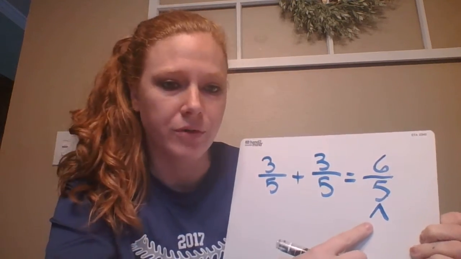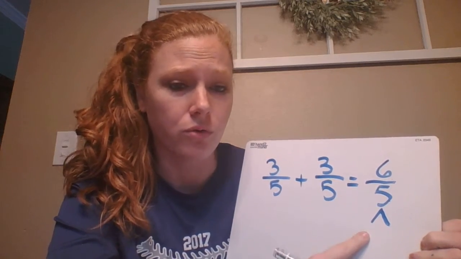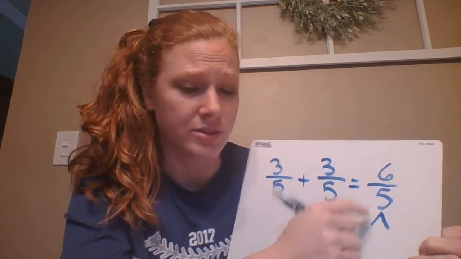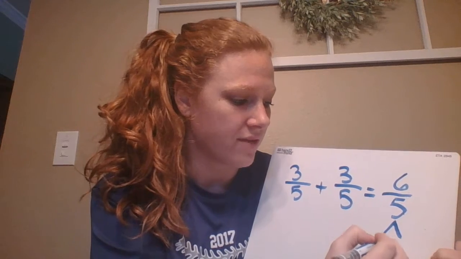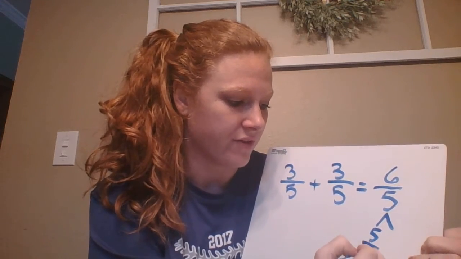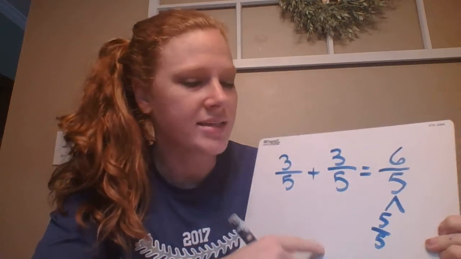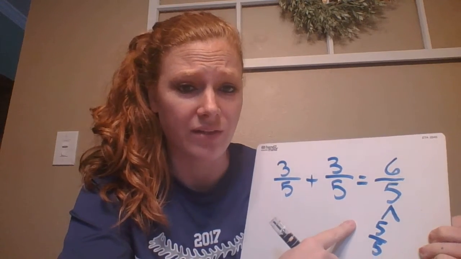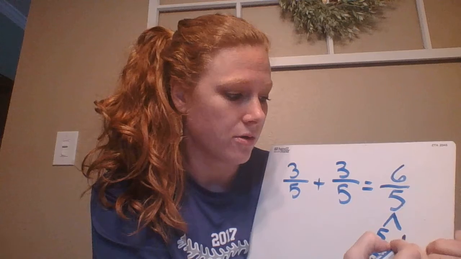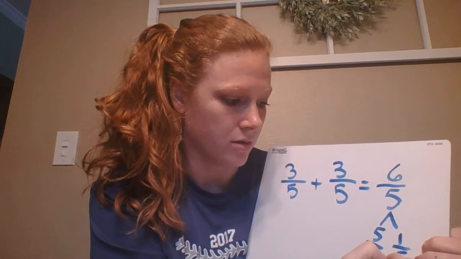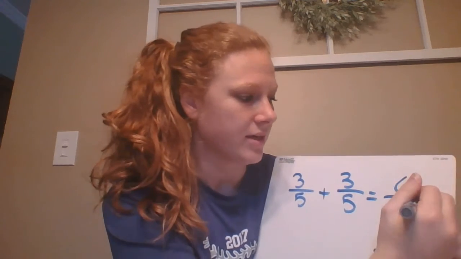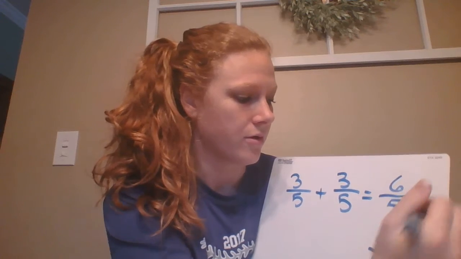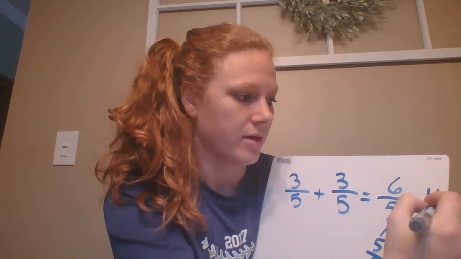The first thing that we're going to put right here is 1 whole using fifths, since that was our denominator. 1 whole using fifths would be 5/5. Next, I ask myself, if I were to take away 5/5 from 6/5, how much would I have left over? Which would be 1/5. So my final answer in mixed number would be 1 and 1/5.